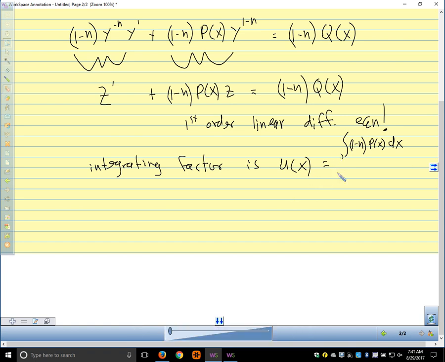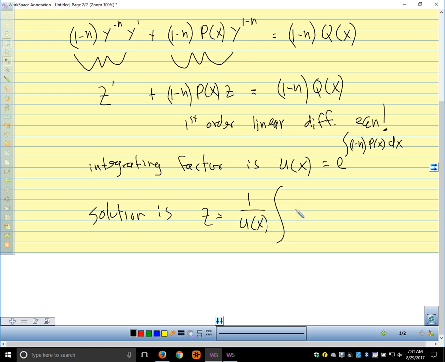And our solution for z, if we plug into our formula, I always do it as the derivative of a product, but if we plug into our formula, the solution is z equals 1 over u of x integral of (1 minus n) q of x u of x, just like we had yesterday, and I'm going to explicitly include here in parentheses our plus c. So we remember that we have our constant of integration there.